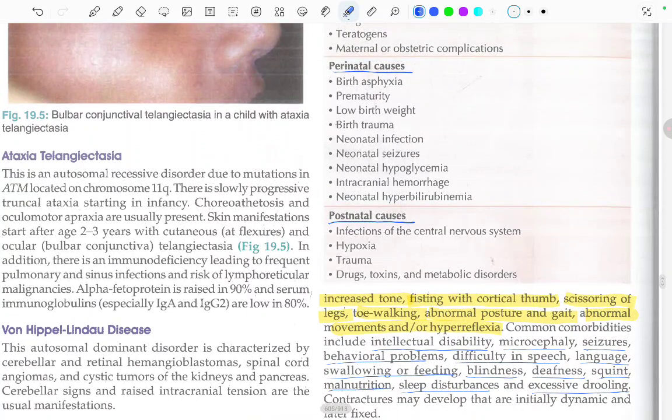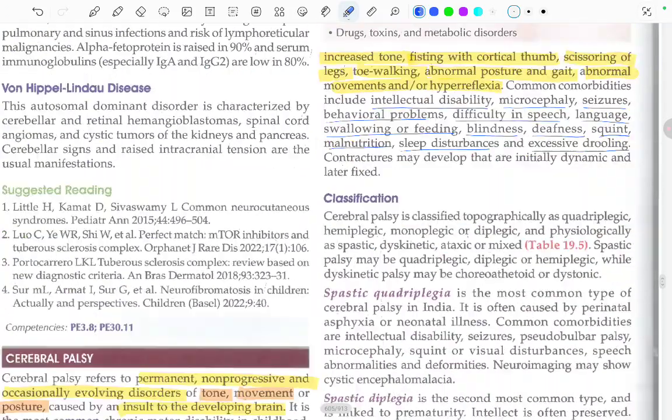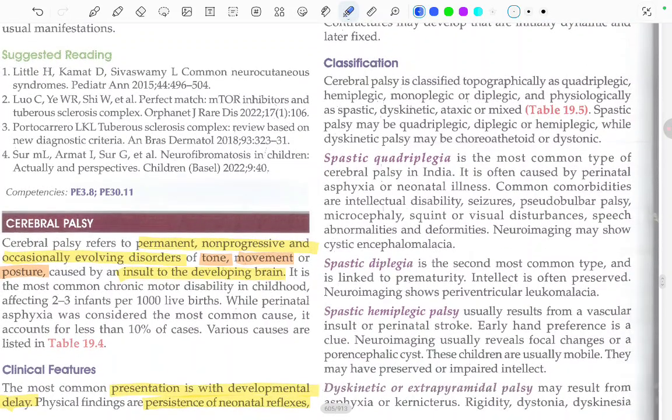So this was all about perinatal causes. Now coming to the postnatal causes. Postnatal causes can be infections of the central nervous system, hypoxia, trauma, drugs, toxins and metabolic disorders. These are the postnatal causes. Now talking about the classification. Cerebral palsy is classified topographically as quadriplegic, hemiplegic, monoplegic or diplegic, and physiologically. So there are two types of classification of CP: topographical classification, and physiological classification.